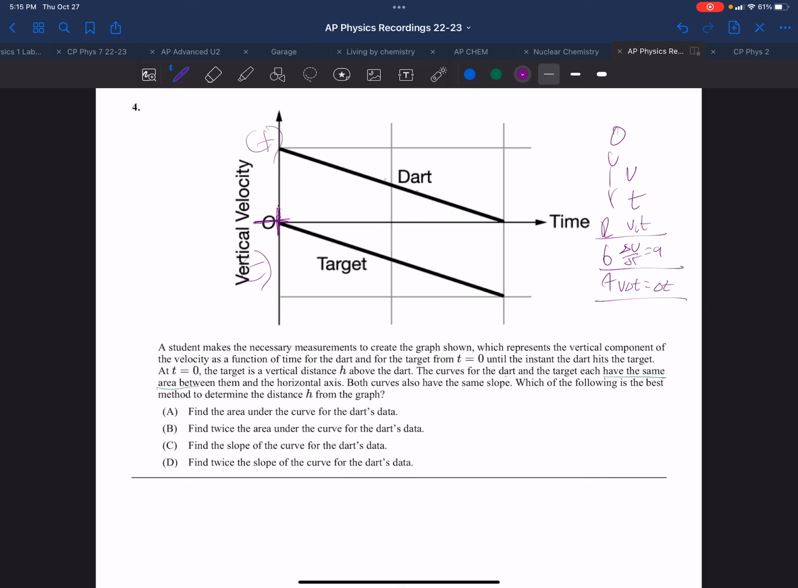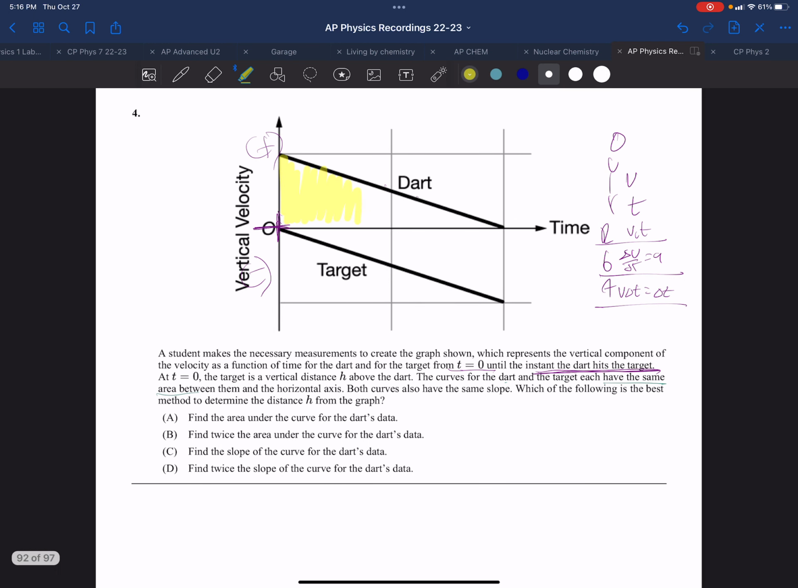T0 is the function of time for the dart and for the target from T0. So that's when it's released until it hits the target. Until it hits the target. All right, so the curves for the dart and the target each have the same area between them and the horizontal axis. So what are they talking about here?